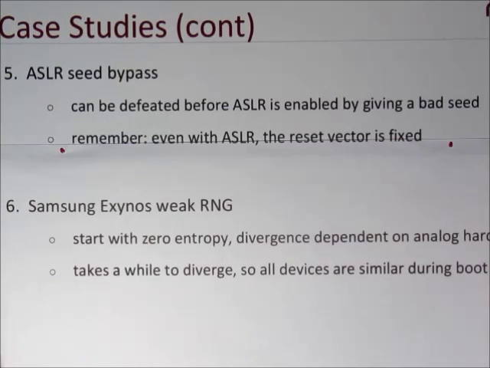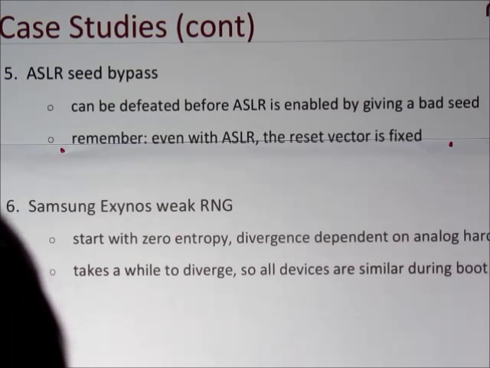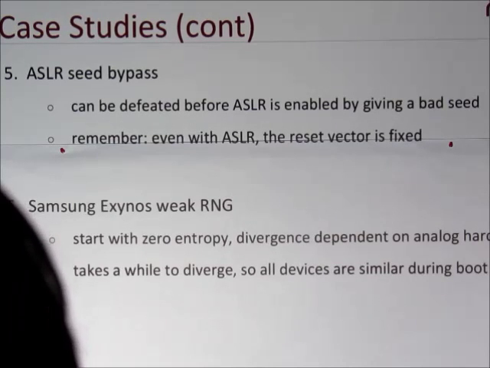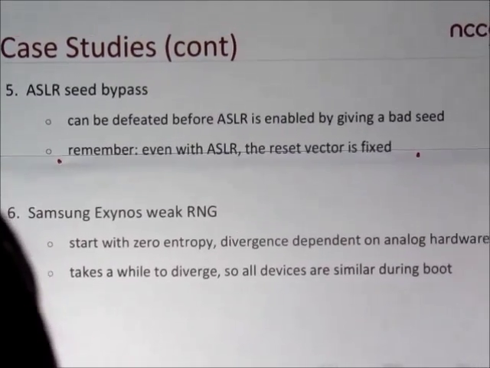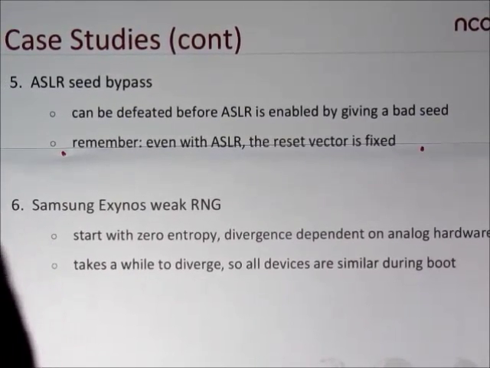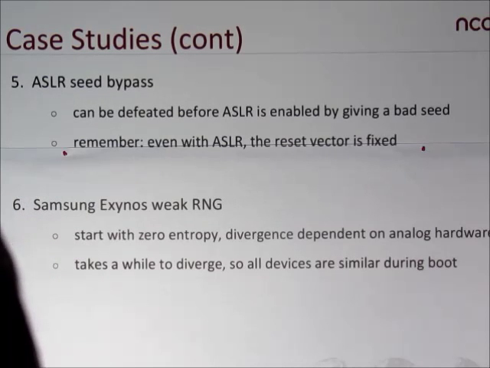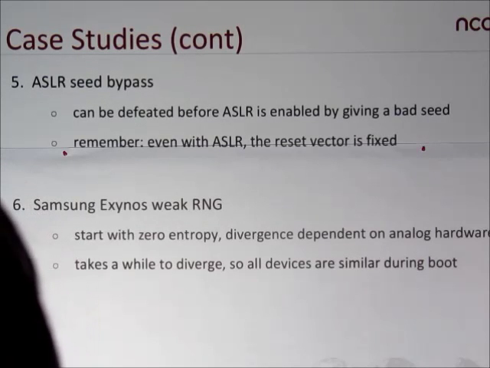ASLR, address space layout randomization, is a software feature which puts things in random locations in memory to help mitigate a lot of software exploits. But this relies on some kind of entropy, some sort of randomness in the system. And at boot up, your system almost always has zero entropy. So if you can figure out how that works, then you can bypass the address randomization.